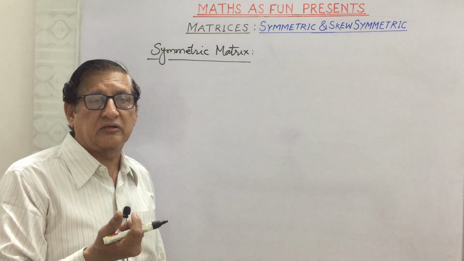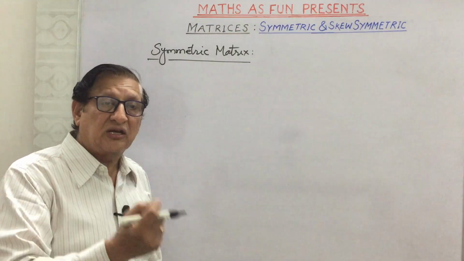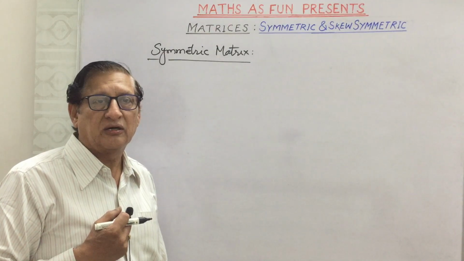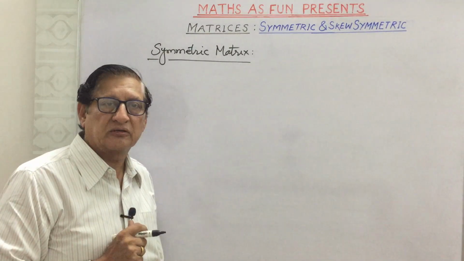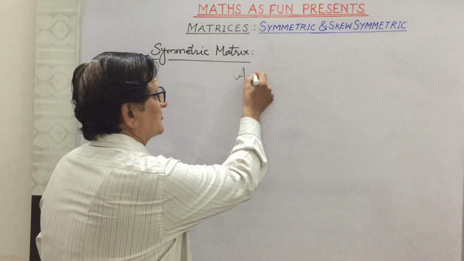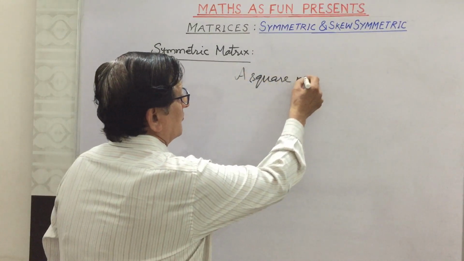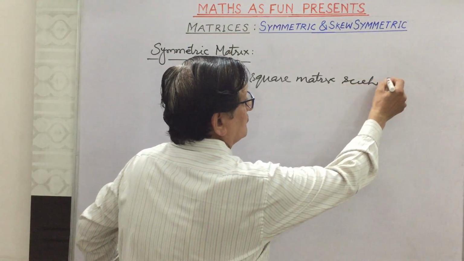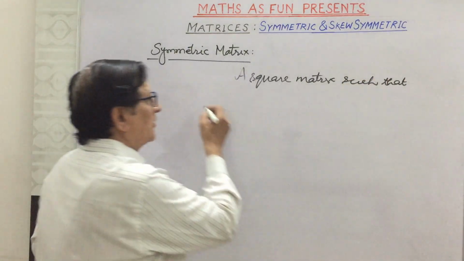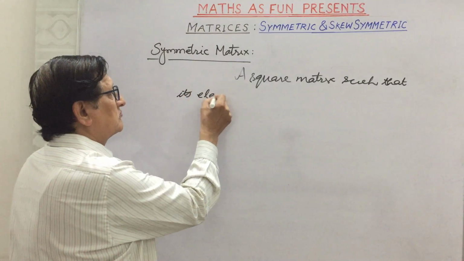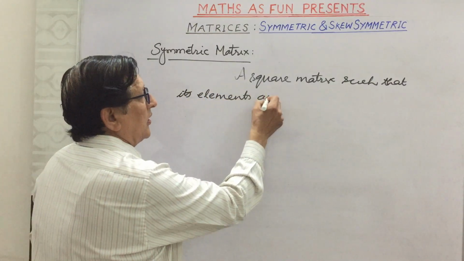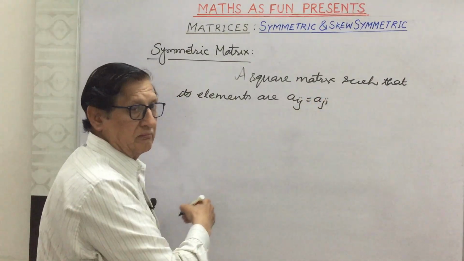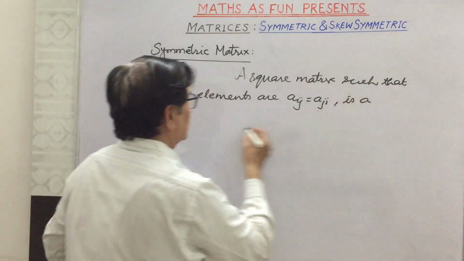Any square matrix such that its elements follow a rule, that is Aij equal to Aji, is known as a symmetric matrix. A square matrix such that its elements are Aij equal to Aji is a symmetric matrix.